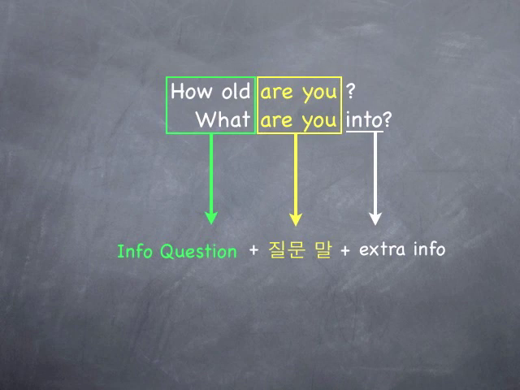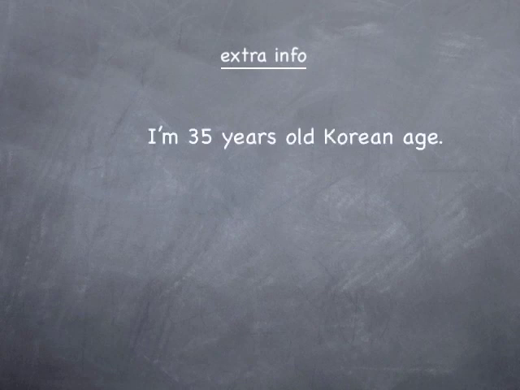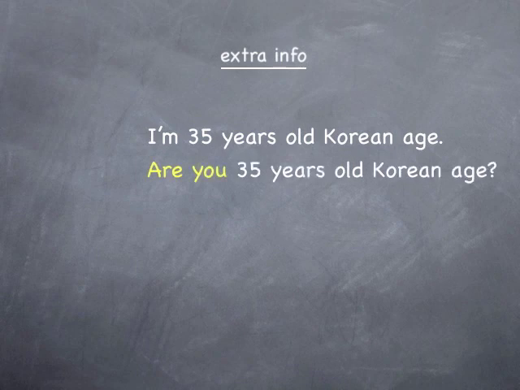But just for a quick second, let's take a look at another example that has this extra stuff on the end to show you what I mean by that. Let's take the sentence, I'm 35 Korean age. In this sentence, we're stating Korean age because Korean ages and Western ages are actually counted differently. And so we want to specify that he's 35 in Korean age, not in Western age. So changing that to a yes or no question, we have, are you 35 Korean age?